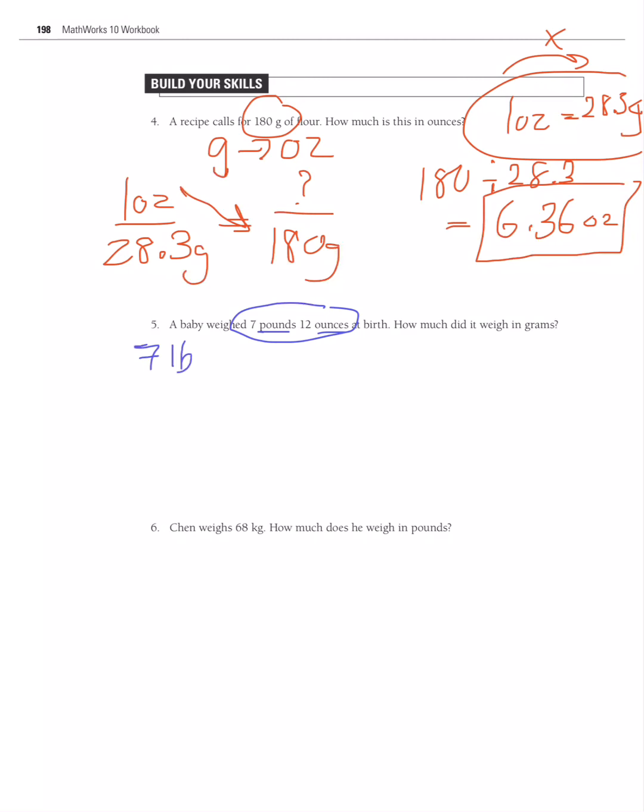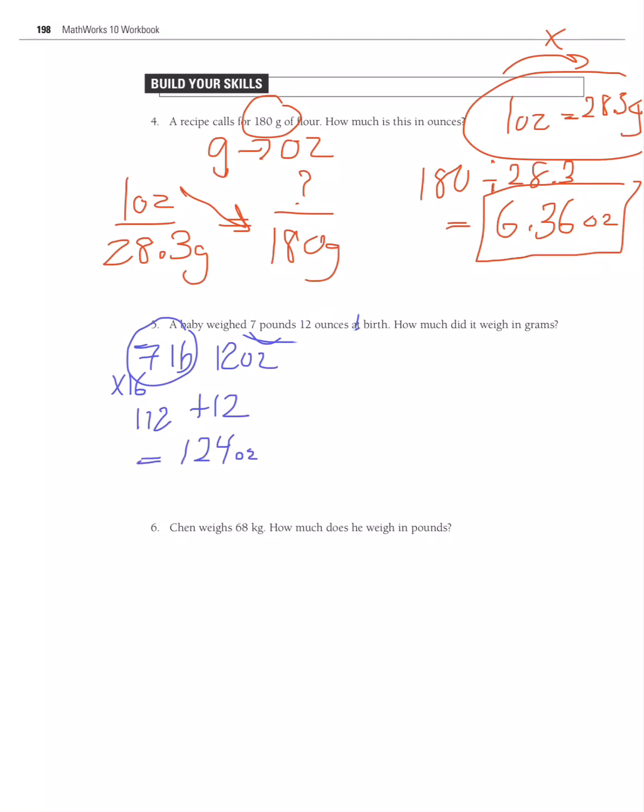So 7 pounds 12 ounces. I'm going to take the 7 and multiply it by 16 because there's 16 ounces in a pound, and I get 112 ounces plus this original 12. So this baby, if you change it to just ounces, weighs 124 ounces. All I did was change the pounds to ounces and then add the 12.